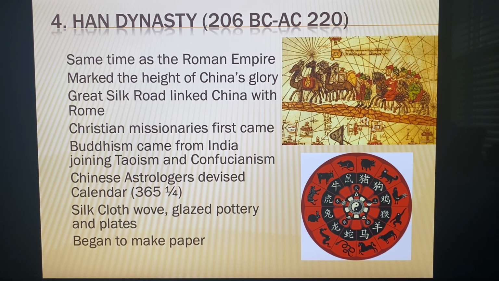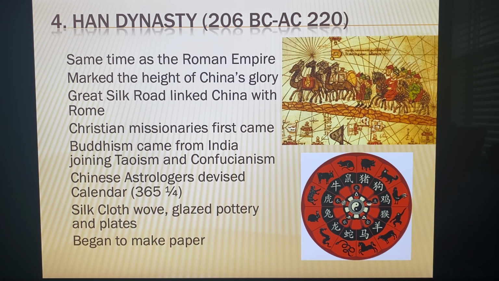The Han Dynasty was from 206 BC to 220 AD. This Han Dynasty was during the time of the Roman Empire, and it marked the height of China's glory. It's when the Great Silk Road was there because the Roman emperors wanted to come and get silk. So they would link with China, and they had this Great Silk Road.